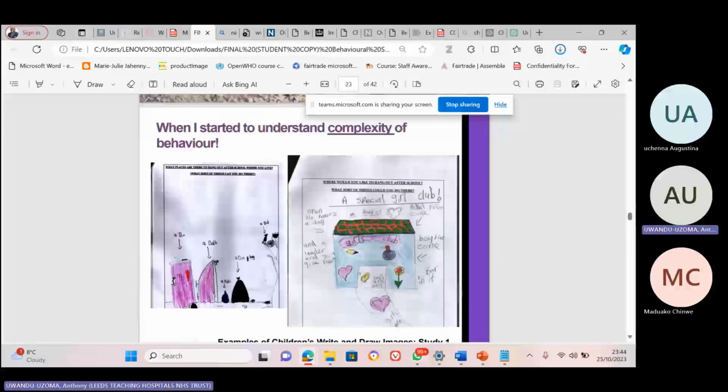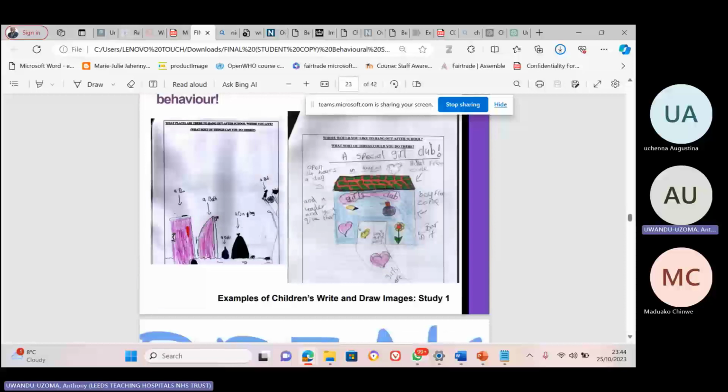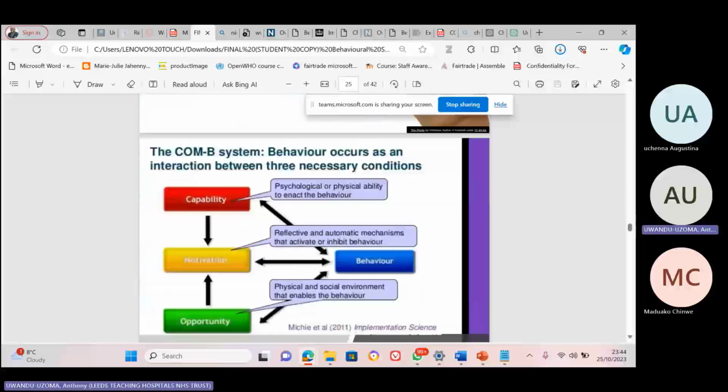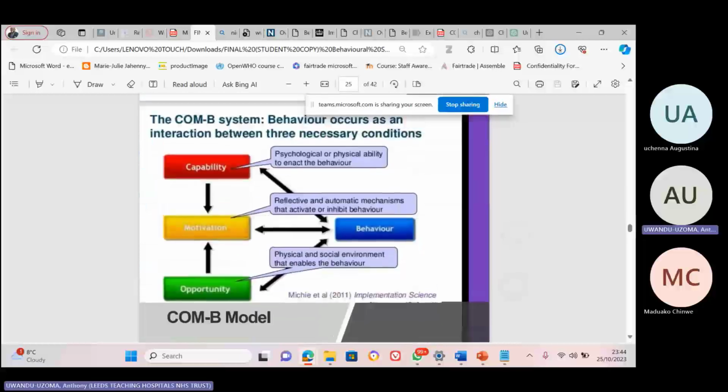So leave all these pictures. It's just trying to tell you that there are many things under behavior, why people behave the way they behave. Now, I'm seeing COMBI model. So that means I need to read around COMBI model. I don't know what it is. Just type in Google, COMBI model of social behavior.